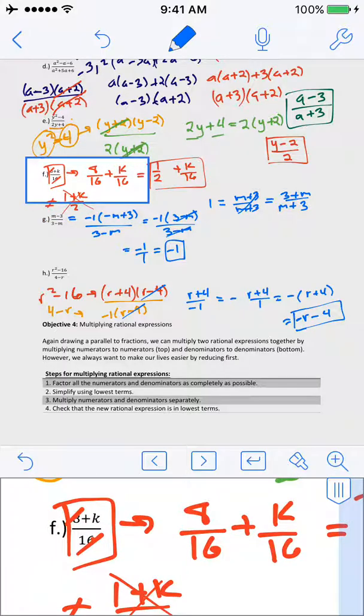Objectives 4 and 5 are multiplying and dividing rational expressions. We will do that in the next video. So if that's what you're looking for, go ahead and head to the next video now.